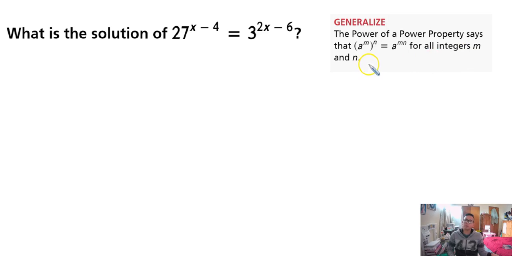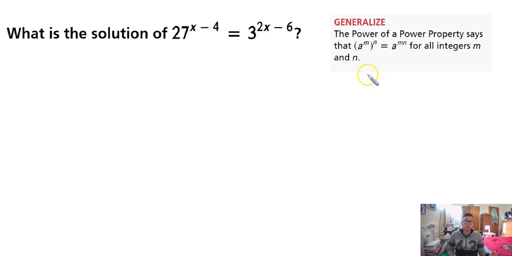Take note, the difference between the product rule and power of a power is that on product, you have two bases. You are multiplying the same bases with different exponents. In here, you only have one base with two exponents. They are actually enclosed with a parenthesis there.